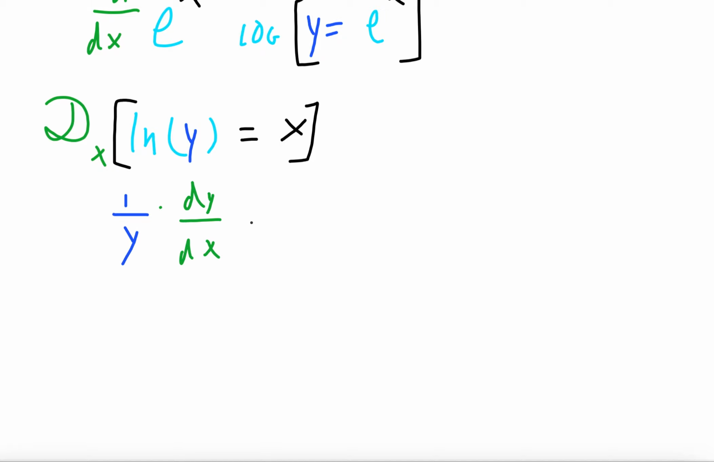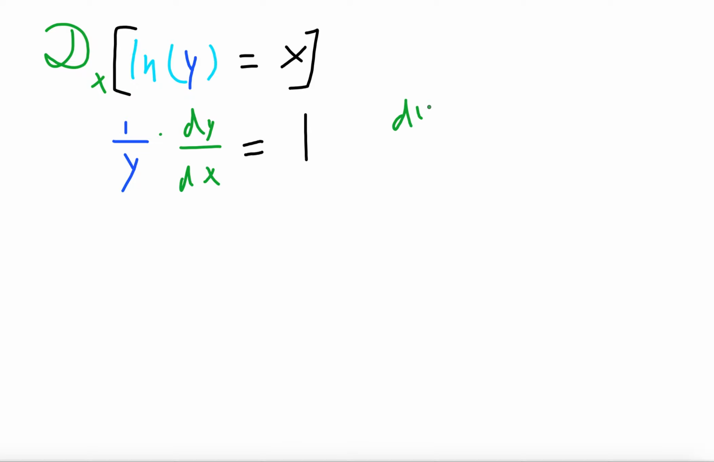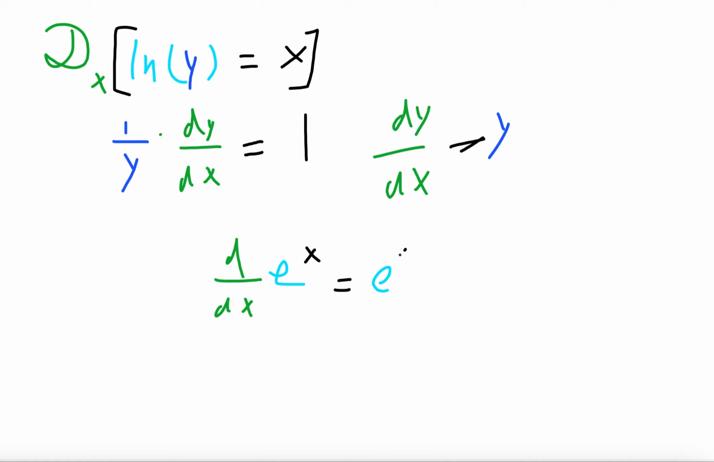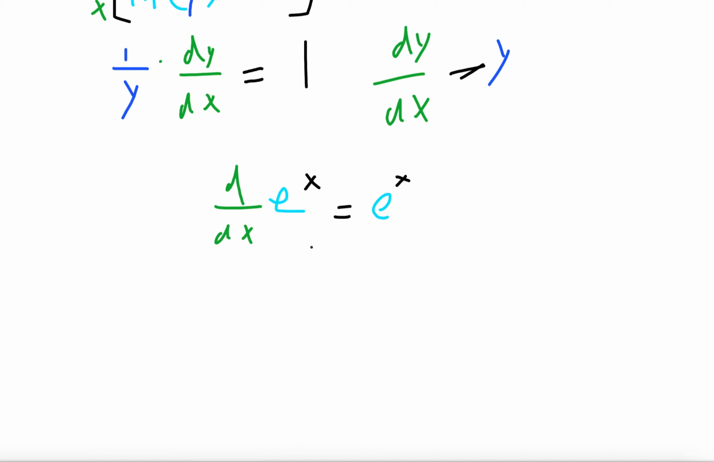So therefore, isolating for dy dx, we get dy dx is equal to y. But hold on a sec. That means that the derivative with respect to x of e to the power of x is e to the x. And that's an insane fact. And your mind should be blown right now, because we just found a function that is its own derivative. And that's insane. And that's central. This is a central fact of calculus, that e to the x is its own derivative.